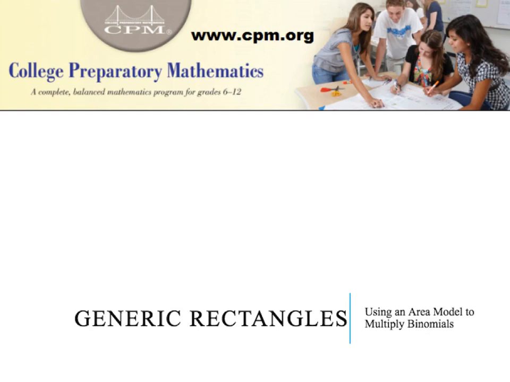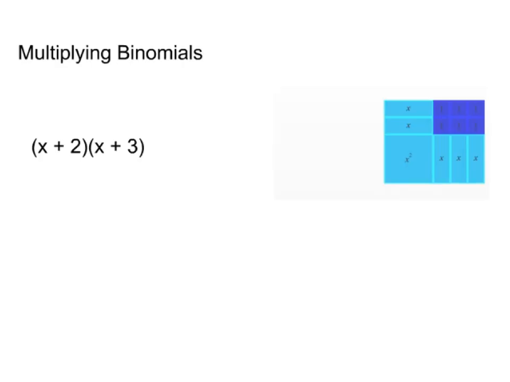In this video, we will look at multiplying binomials through the use of generic rectangles. Before we look at a generic rectangle, let's look at the algebra tiles that represent the rectangle x plus 2 times the quantity x plus 3. So here you can see that we have a rectangle that has a height of x plus 2 and a base of x plus 3, creating 4 regions.